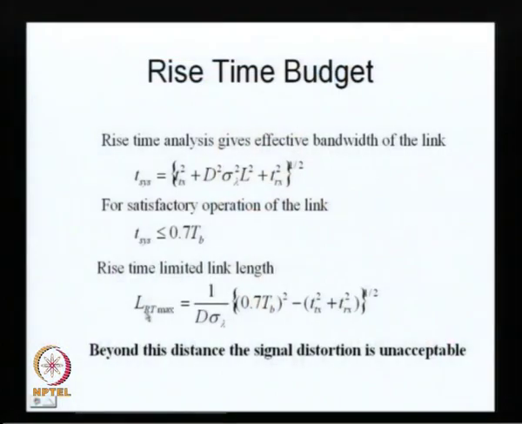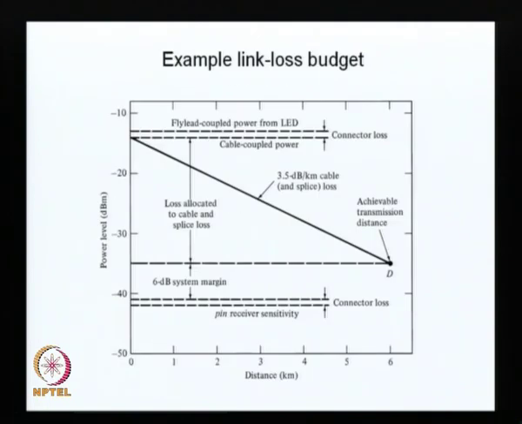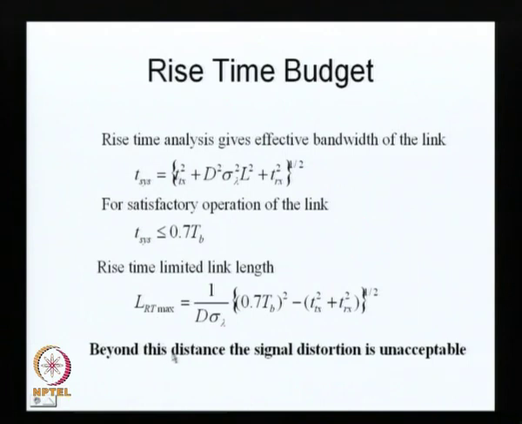Over the power budget limited link length, the signal distortion is acceptable, it is not excessive, but the signal to noise ratio is unacceptable. Whereas when I go to this length, which is LRT, beyond this length the signal distortion becomes unacceptable and signal to noise ratio may be okay. So in either case, whether signal to noise ratio has gone below the acceptable value or the distortion has become unbearable, we have to regenerate our data. So essentially, of this value LP maximum or this quantity LRT maximum, whichever is smaller, that is the location where we have to regenerate our data.